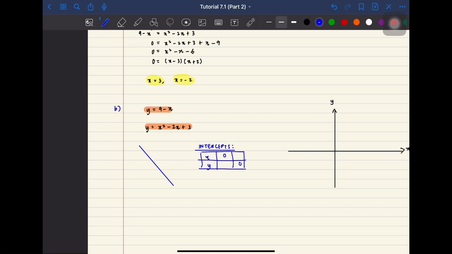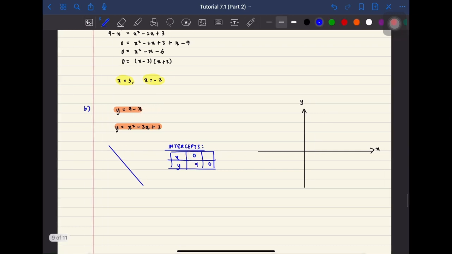Okay, so bila x kosong and y kosong. So bila x kosong, y kita dapat 9. Okay, so plot terus. Koordinat 0, 9 is somewhere over here. So 0, 9. Lebih kurang situ. And then bila y kita yang 0, x kita berapa? So 0 sama dengan 9 tolak x. X sama dengan also 9. Okay. So koordinat yang kedua adalah 9, 0. So 9, 0 lebih kurang kat sini.